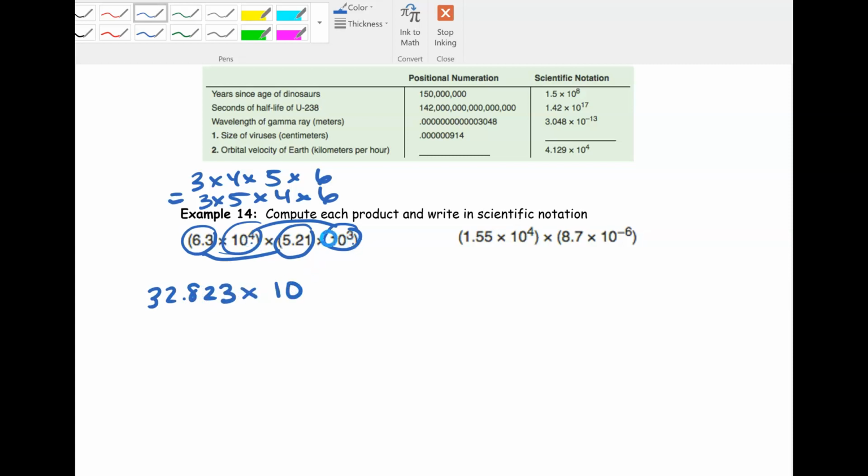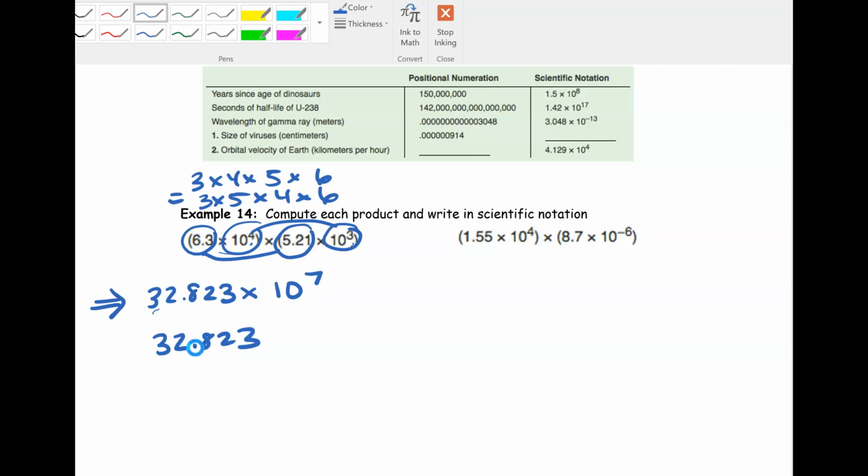When we multiply, we add exponents. So 4 plus 3 is 7. Now, technically this is correct in the sense that we multiplied correctly, but remember the mantissa, which is this first number, has to be between 1 and 10, and this is not. So we're going to compensate, and we're going to write this out.